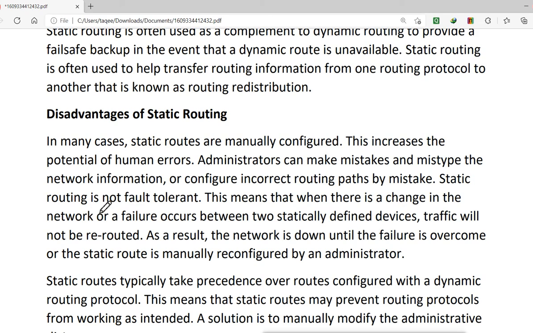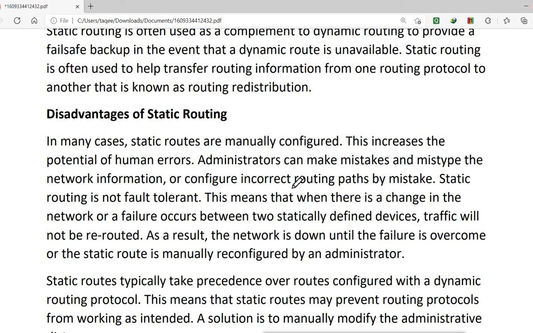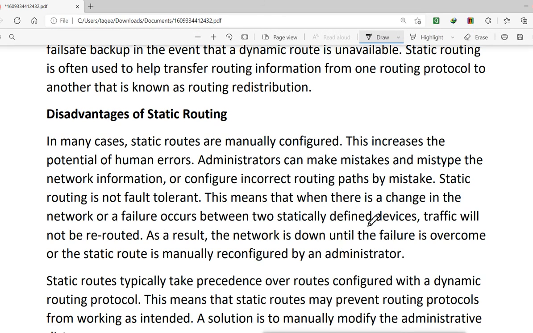So static routing is not fault tolerant also. That means if you lose a network path, it will not go for the other path. Like if you have multiple paths, then it will not choose the other path automatically. You have to configure it manually because we are configuring it manually. So this means that when there is a change in the network or a failure occurs between two statically defined devices, traffic will not be rerouted. That means it will not choose the other path. As a result, the network is down until the failure is overcome, or the static route is manually reconfigured by an administrator.